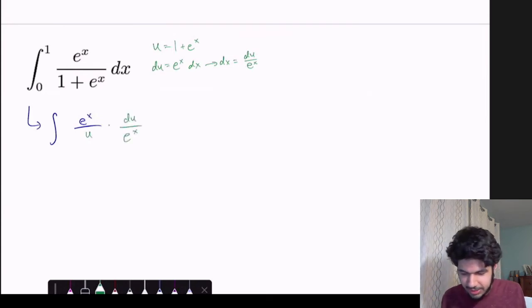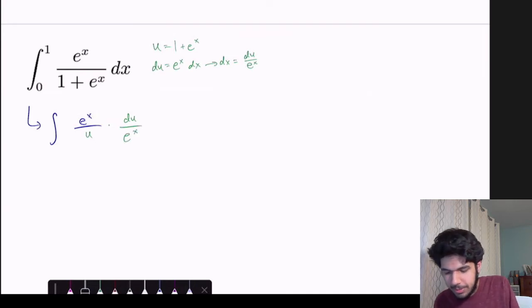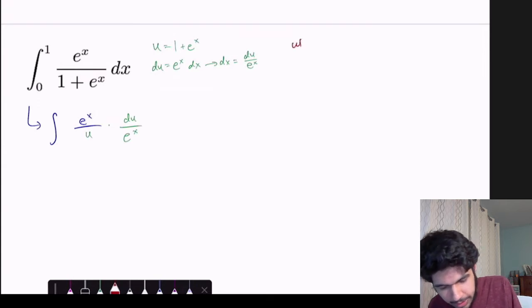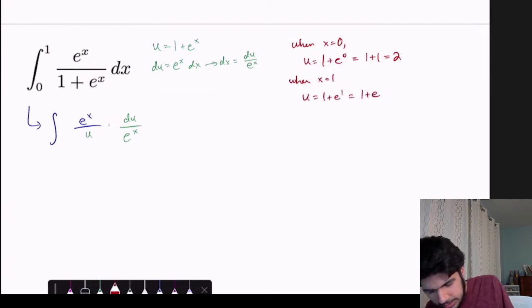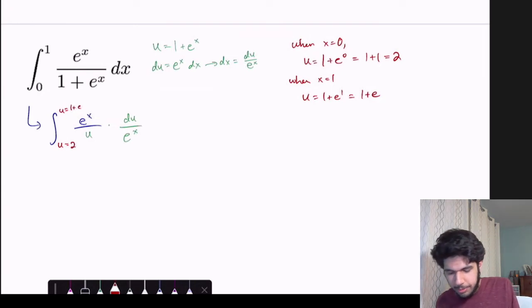And we'll see that things are going to start to cancel, but let's take care of our limits. Here x equals 0, so when x equals 0, u equals 1 plus e to the 0, which is 1 plus 1, which is equal to 2. And then when x equals 1, u equals 1 plus e to the 1, which is just 1 plus e. So let's change our limits. The bottom limit is 2, and the top limit is 1 plus e. And we can see that this e to the x and that e to the x cancel.